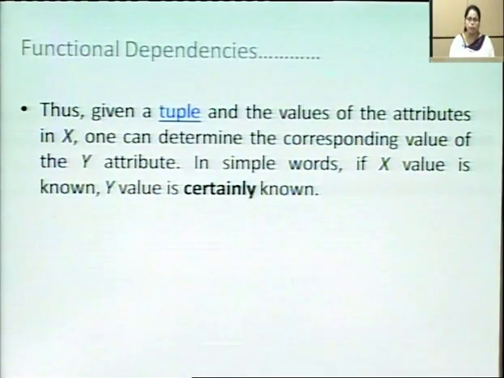Thus, given a tuple and the values of the attributes in X, one can determine the corresponding value of the Y attribute, and in simple words we can say that if the value of X is known, then the value of Y is certainly known.